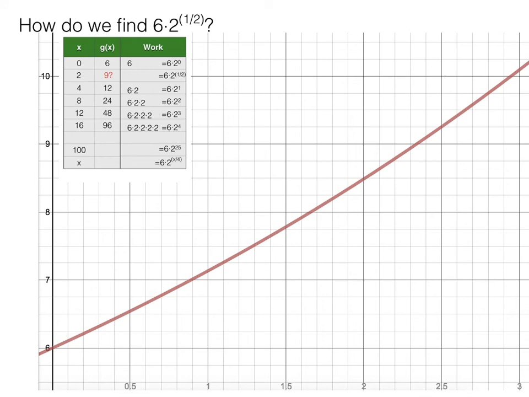So let's graph that point, 2, 9. There it is. Is that on our graph? Is that on the graph of g of x equals 6 times 2 to the 1/2 power? No, it is not. It's clearly above it. So that can't be our answer.